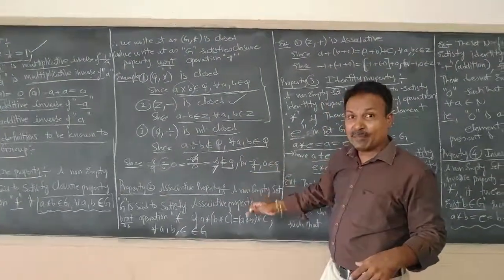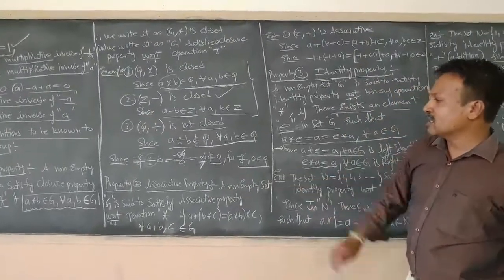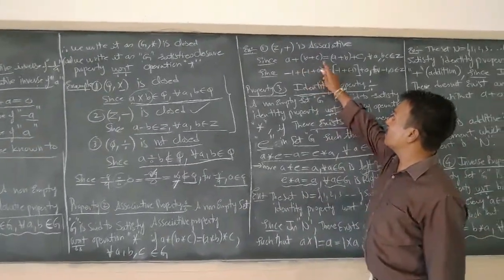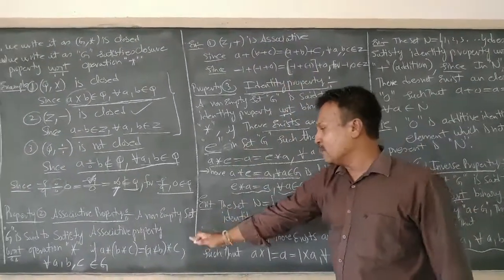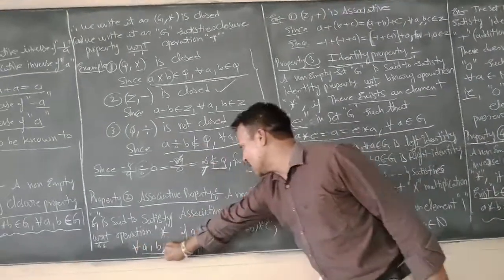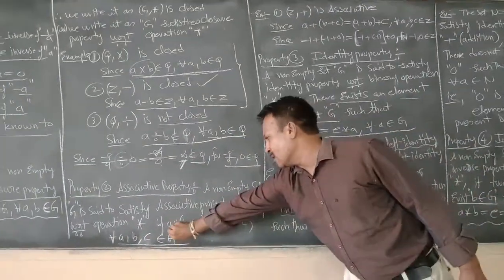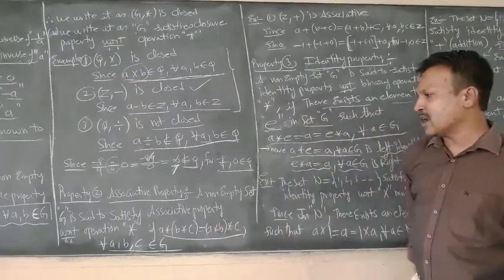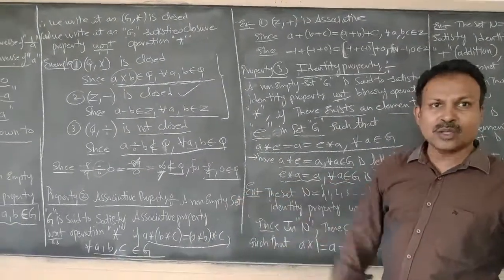If I go for the example of associative property, what does associative property state? A star of (B star C) is equal to (A star B) star C, for every A, B, C belonging to G.